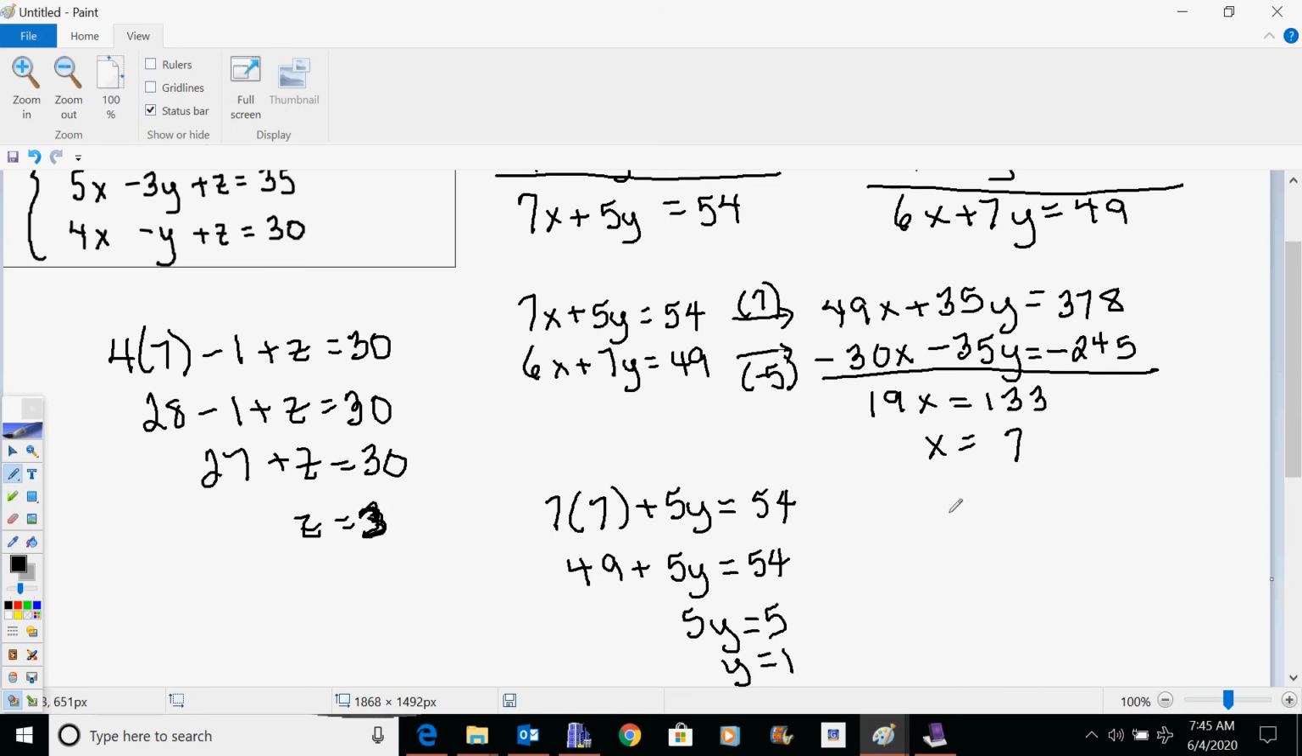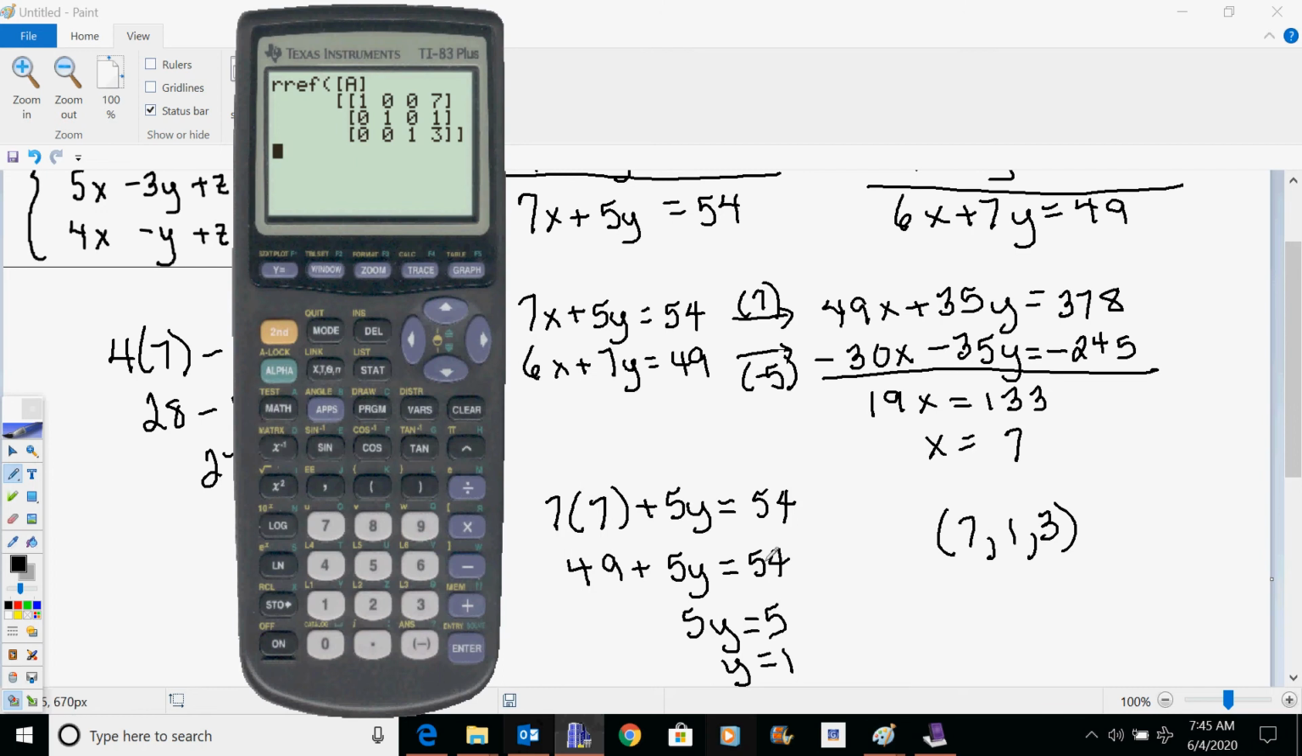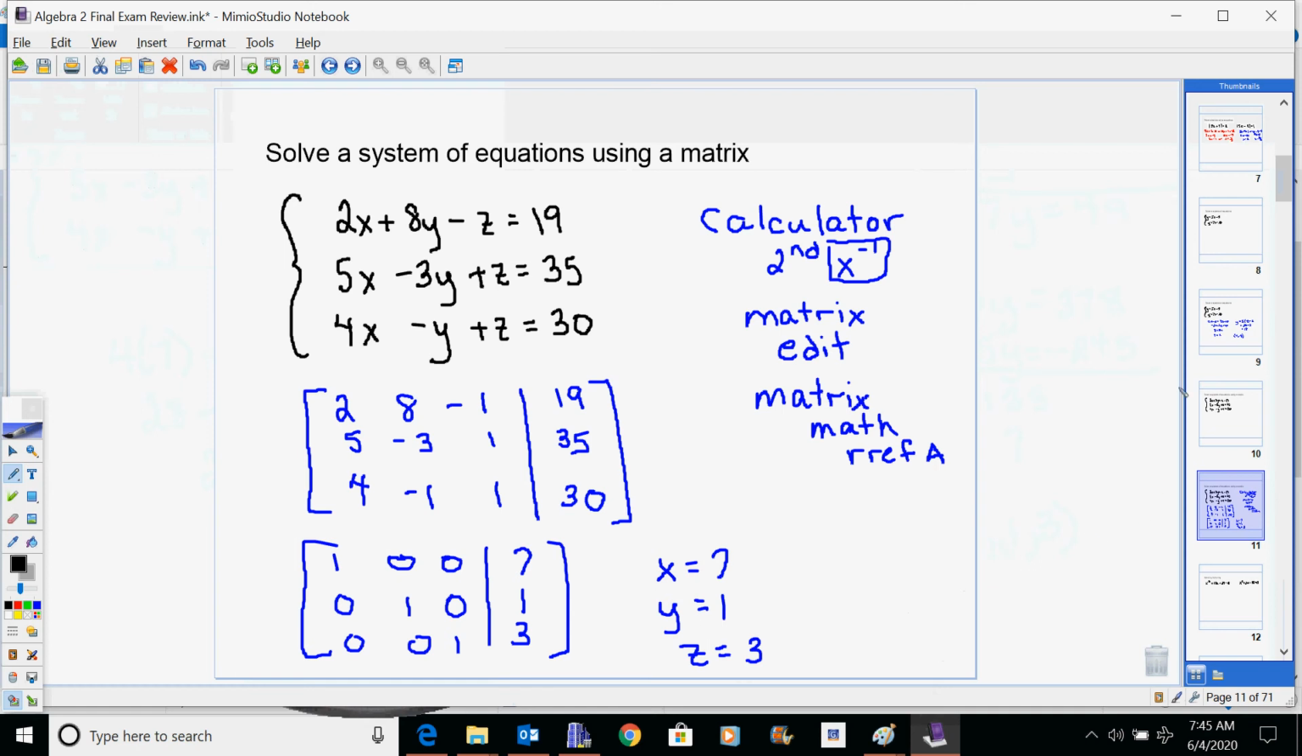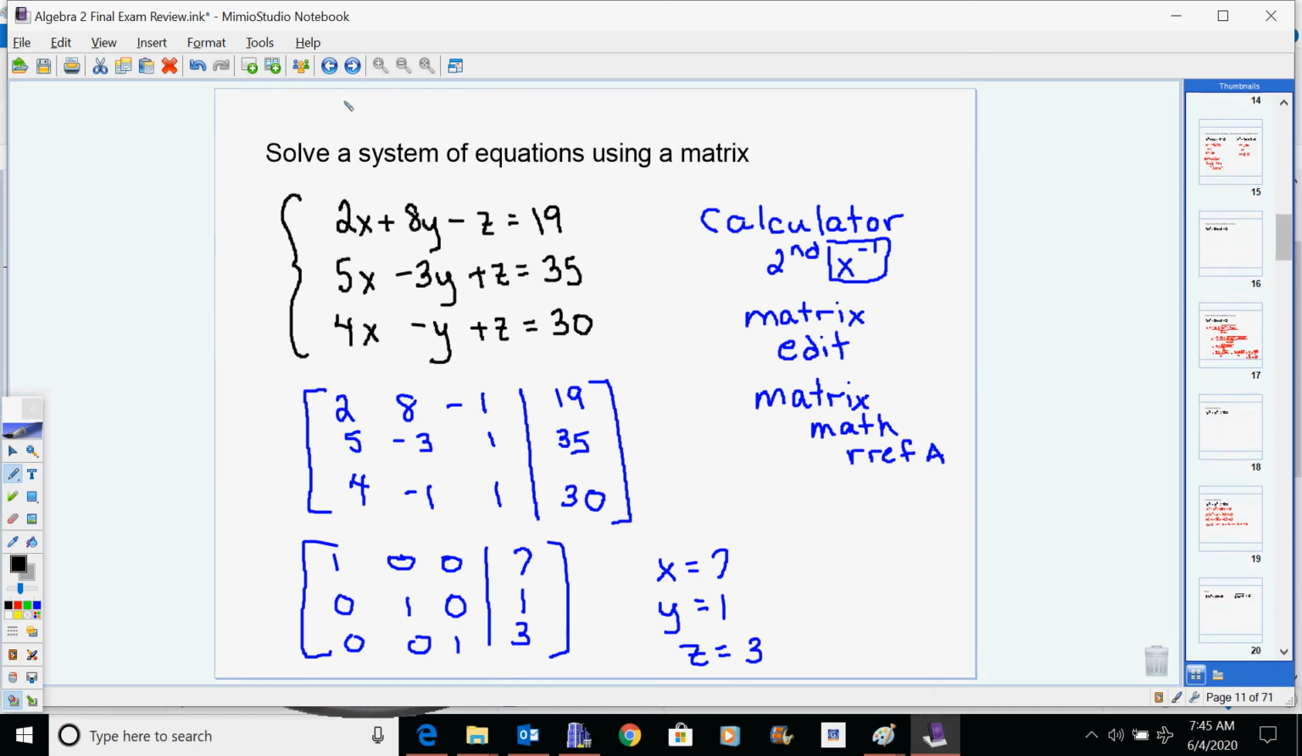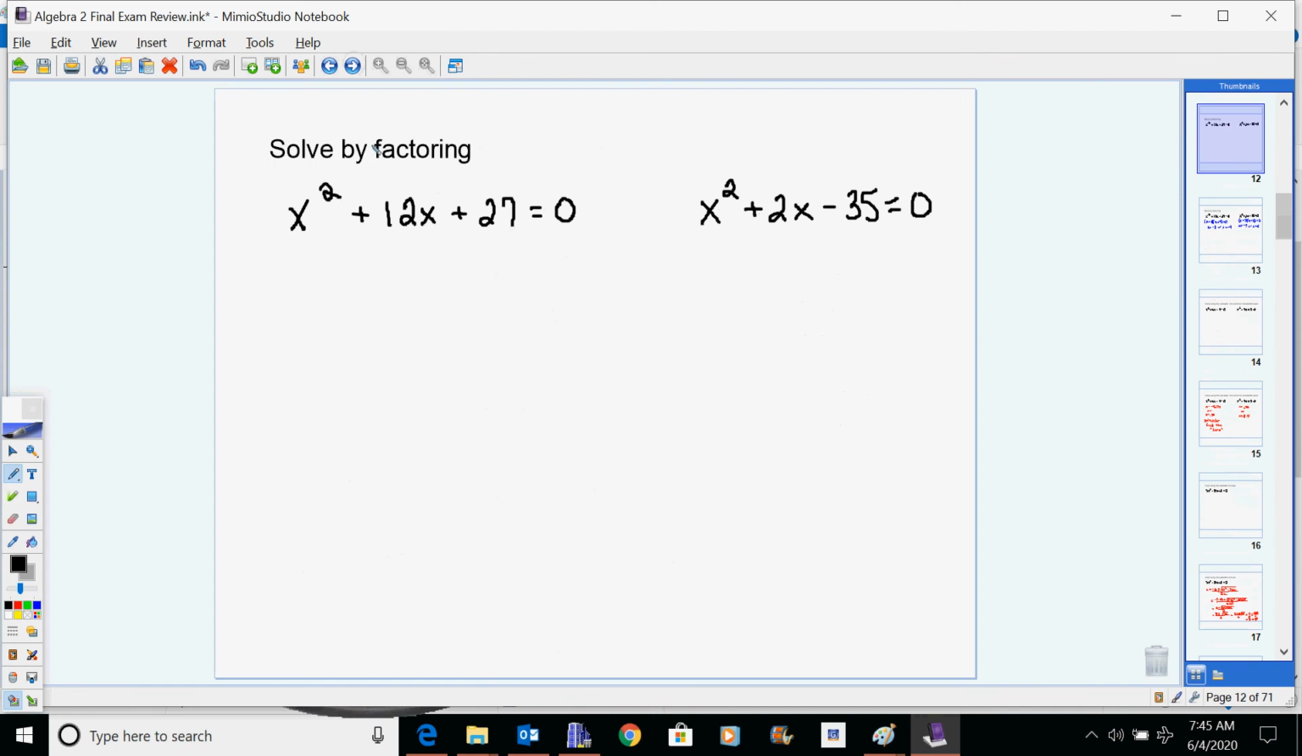Okay, so your answer is an ordered triple 7, 1, 3. In order like that, 7, 1, 3. Okay, so either way, solving is fine. Okay, just to make a long answer short, you can do that. Okay, let's move on through that. That was one of the trickier things.